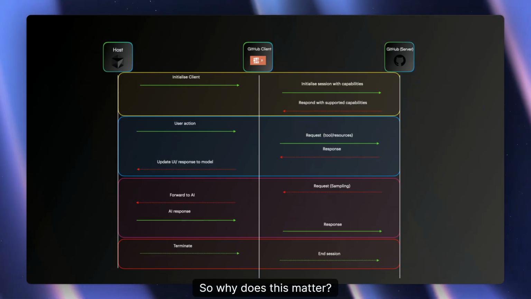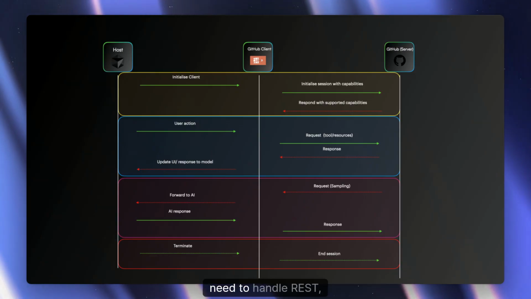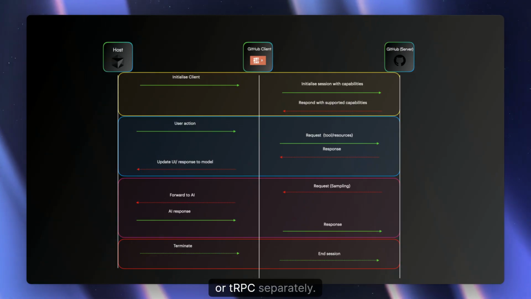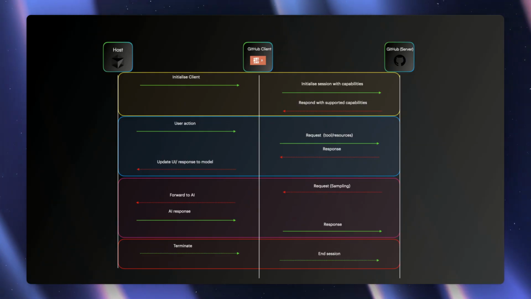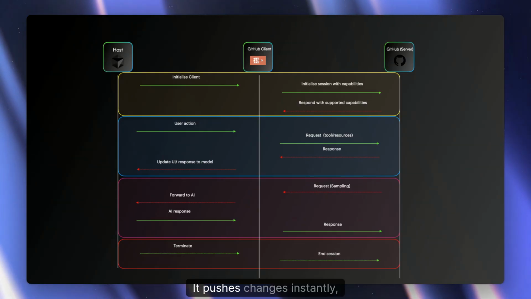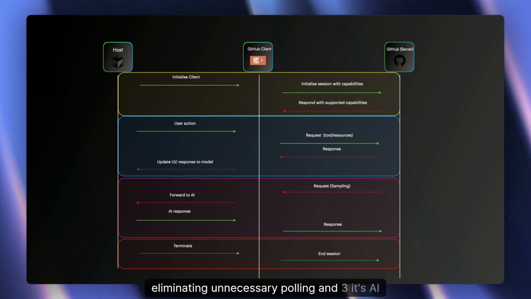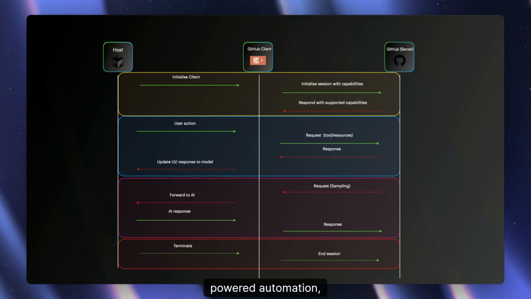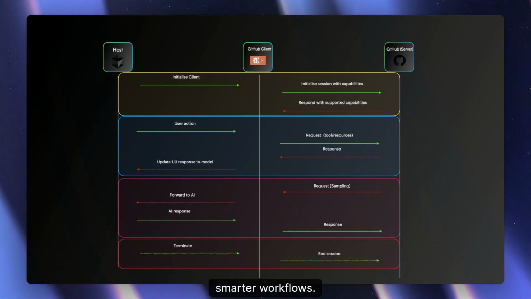So why does this matter? One, it simplifies API communication, so there is no need to handle REST, GraphQL, or RPC separately. MCP standardizes all this. Two, real-time updates: it pushes changes instantly, eliminating unnecessary polling. And three, it's AI-powered automation, so it lets AI interact with APIs dynamically for smarter workflows.